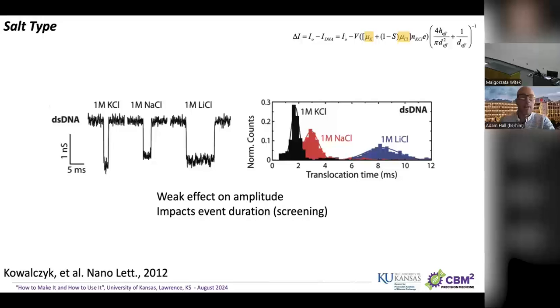We can also talk about, as I said, the buffer that we're using. One way to look at that is what type of salt you are actually putting in there, right? If you use potassium chloride versus sodium chloride versus lithium chloride, you can actually get very different signals out of your device. In this case, it doesn't impact the amplitude tremendously because these mobilities don't change dramatically from one salt to another. But they do have a very large effect on the translocation time, as you can see here, so the duration. That's because of screening effects. It's much more efficient at screening when the ion is smaller, right? And so lithium chloride happens to be much, much better at that.